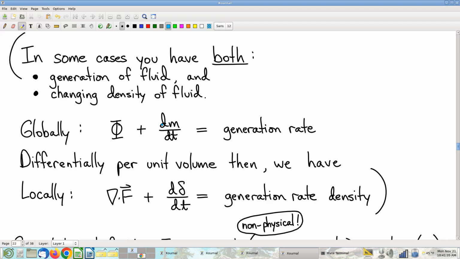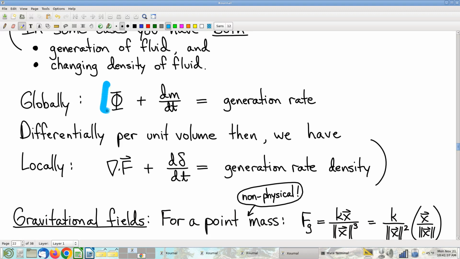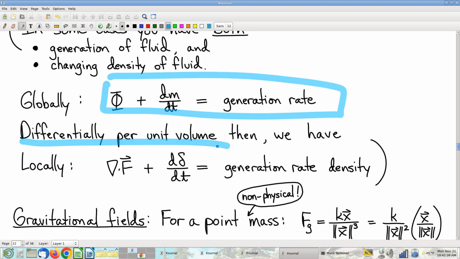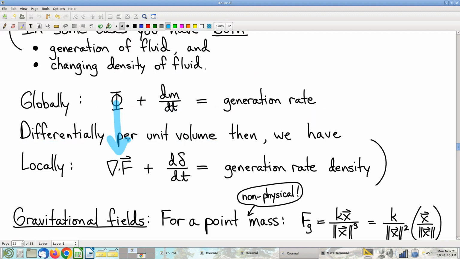And then real quick, if you just take this equation here and divide by volume, then if you think about it, flux per unit volume is divergence.